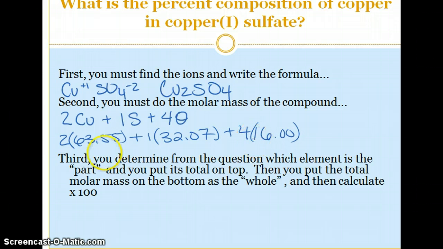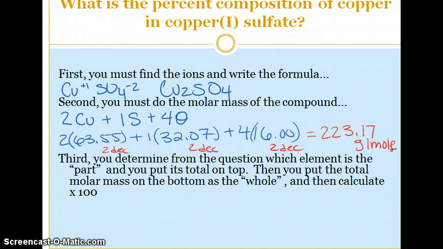Okay, then I check my decimals. I've got 2 decimals here, 2 decimals here, and 2 here. So my final answer is going to have those 2 decimals. So I plug this into my calculator, and I'm going to get 223.17 grams per mole.